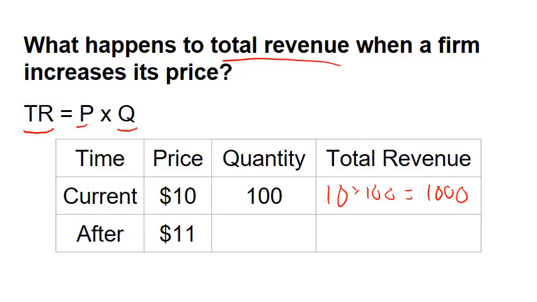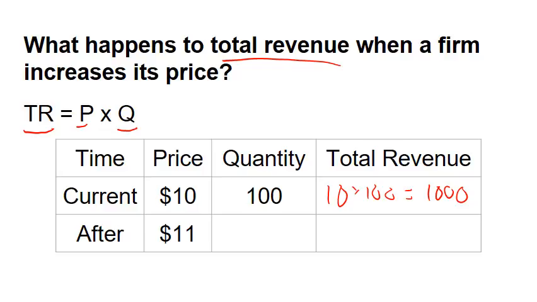However, this naive view neglects or fails to recognize that the increase in price will decrease the quantity demanded and thereby decrease the quantity traded or sold. So let's get rid of that. If the quantity decreases by a small amount, then total revenue increases.